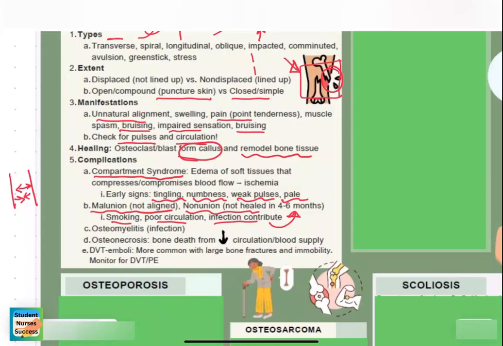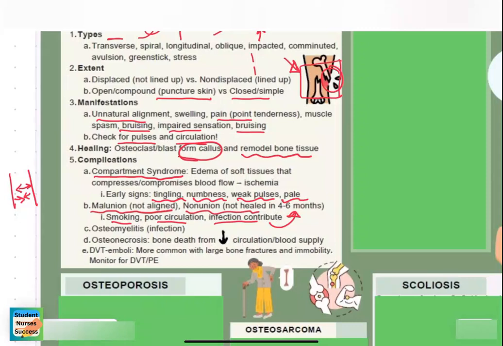Osteonecrosis can also be a complication of a bone fracture. And that's when you have bone death because you have decreased blood supply to that area and the bone starts to actually die. Bone is living, it's constantly kind of increasing its density and reabsorbing and making new bone formations. So if you don't have good supply, then it can die.